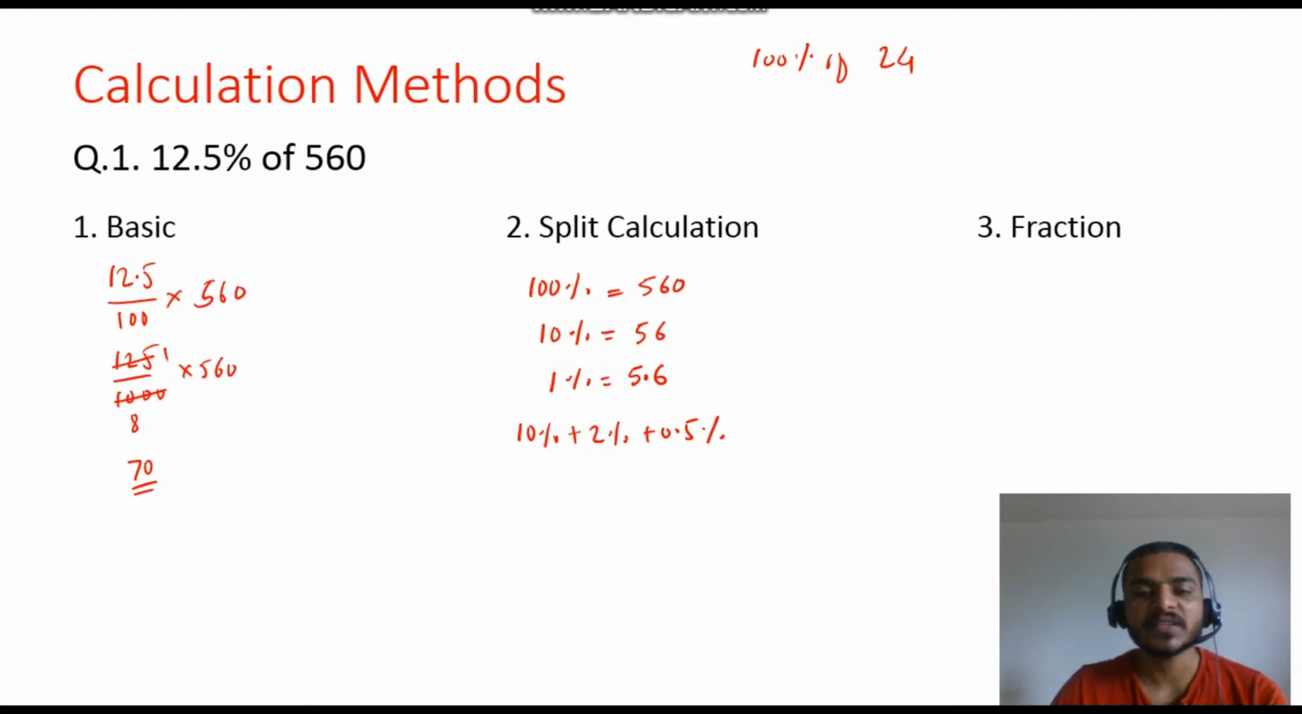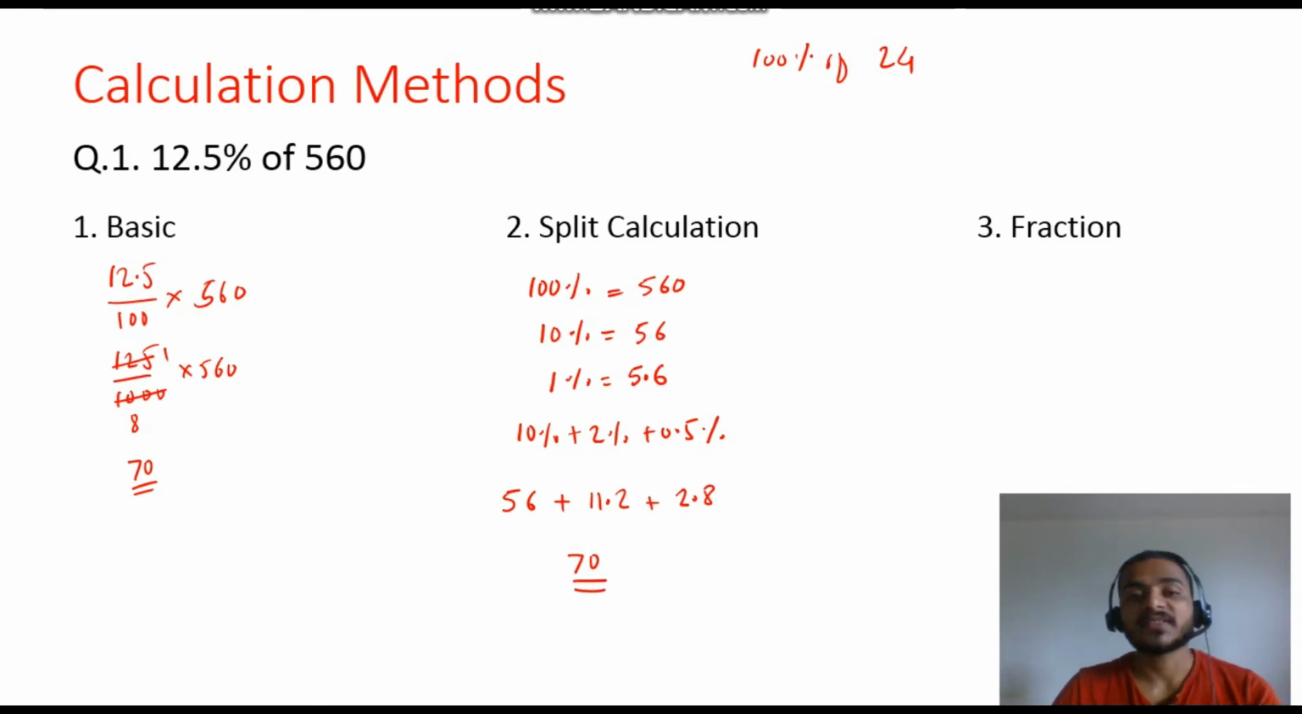Now 10% is 56, right? And now I want 2%. I know 1% is 5.6, so 2% will be double of that, 5.6 into 2 is 11.2. And then I want 0.5%. Now 1% is 5.6, so 0.5% should be 2.8. Now if you add all these three numbers, it will be again 70. So this is the split calculation method.